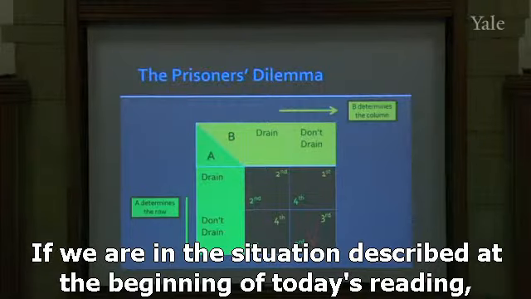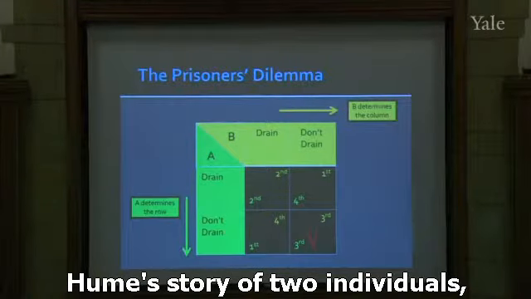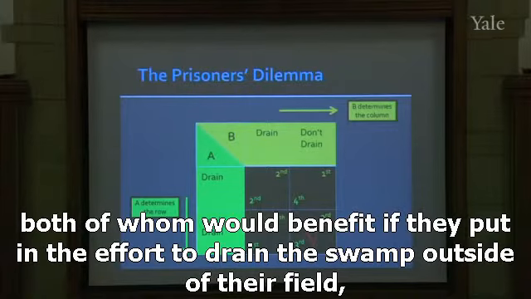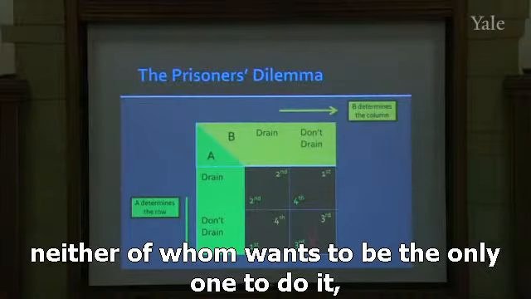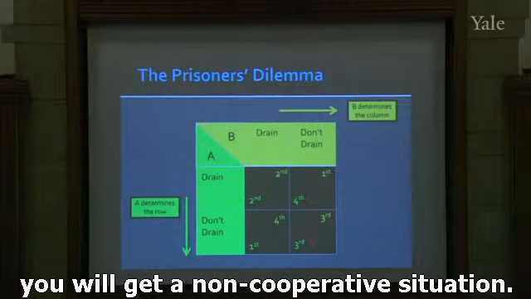If we are in the situation described at the beginning of today's reading, Hume's story of two individuals, both of whom would benefit if they put in the effort to drain the swamp outside of their fields, neither of whom wants to be the only one to do it, you will get a non-cooperative situation.